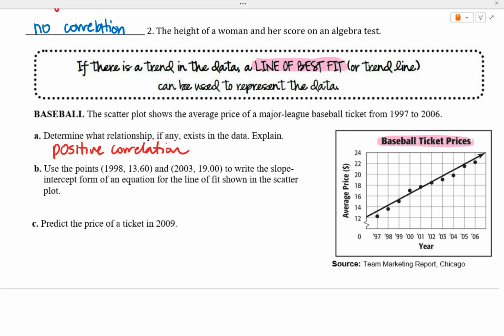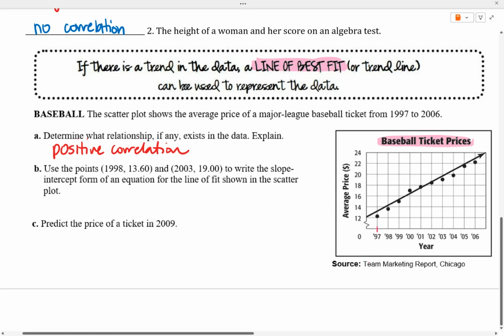So in order to do that, we are going to use 2 points that are listed here: for 1998 at 13.6, that's the price of the ticket, $13.60, and 2003 and 19. So those are showing years. And if we look at our graph, it starts at 0 and then jumps to 1997, then 98, 99, 2000, 2001, and so on. It might be easier, instead of dealing with large numbers like 1998, 2003, to turn these numbers on the x-axis where the years are into single digit numbers, or more manageable numbers like 1, 2, 3, and 4.